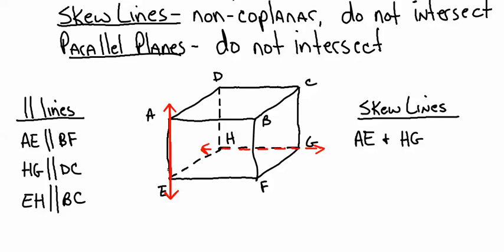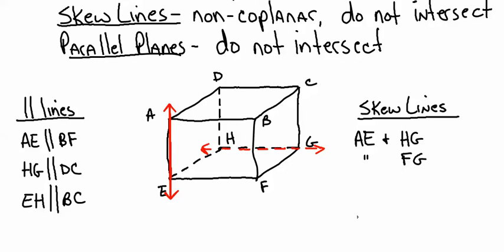Yeah, because any vertical line in this drawing is parallel to AE. Isn't it? So they got to be not in the same plane. FG, it is. AE and HG are skew. AE and FG are skew. Alright? AE and there. That's it.